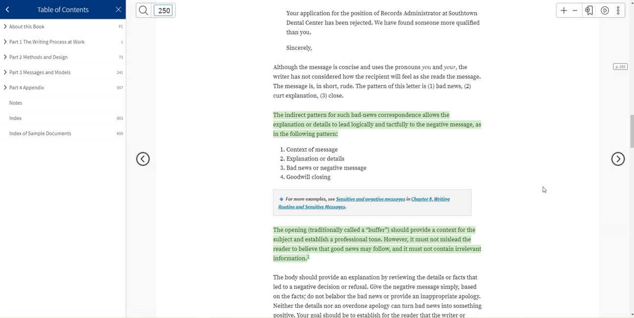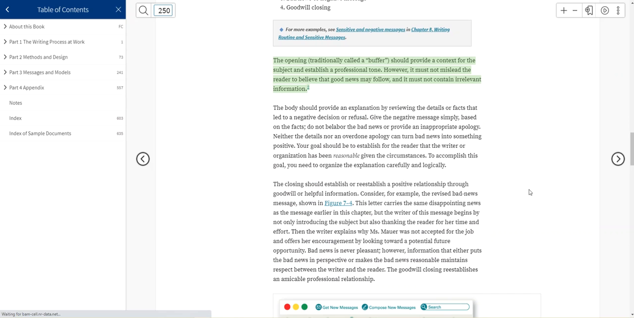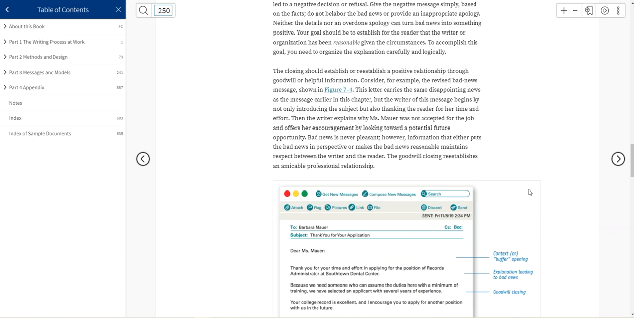Take a look at page 250 in chapter 7. The opening, traditionally called a buffer, should provide the context for the subject and establish a professional tone. Well, Mr. Mason, we have had a good business relationship in the past. However, our recent shipment, or the recent 2 shipments, however you want to phrase it, is really critical to set the stage for what you want to discuss in your particular letter, and how you want to phrase that. So it's always important to look at that.